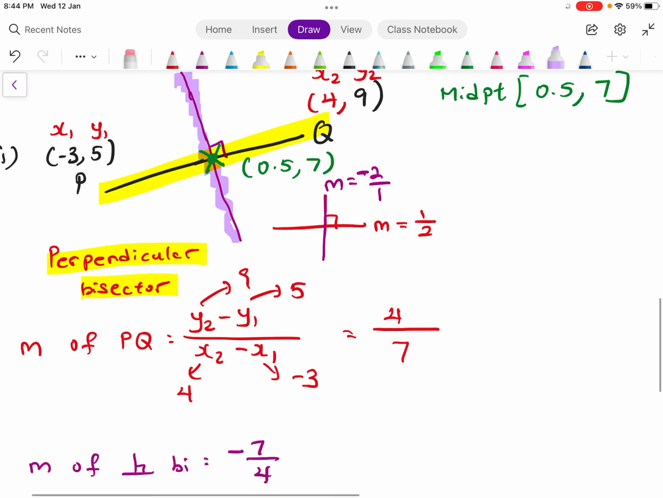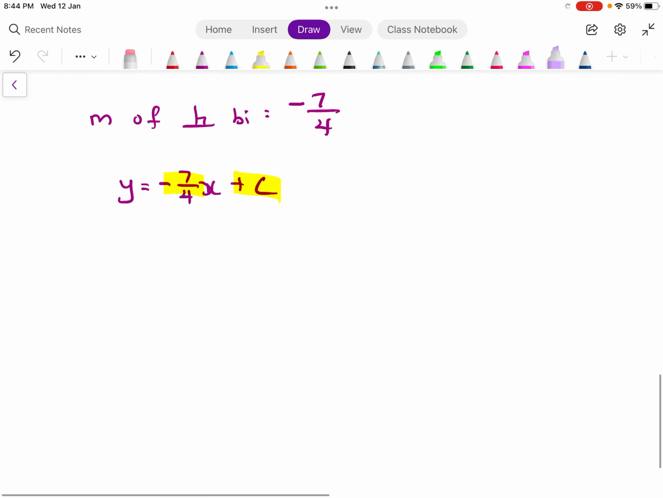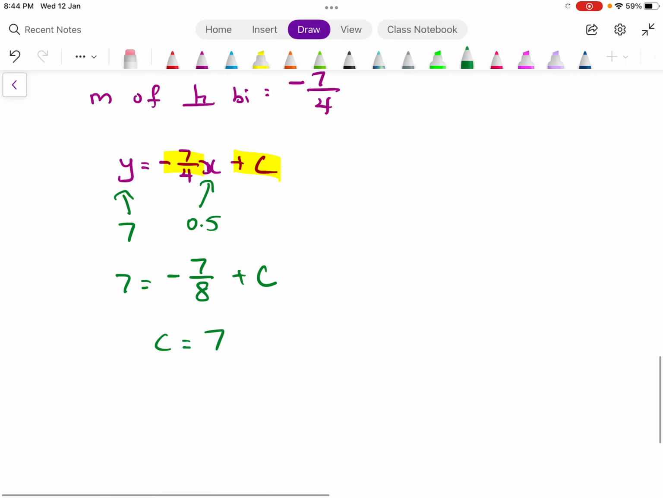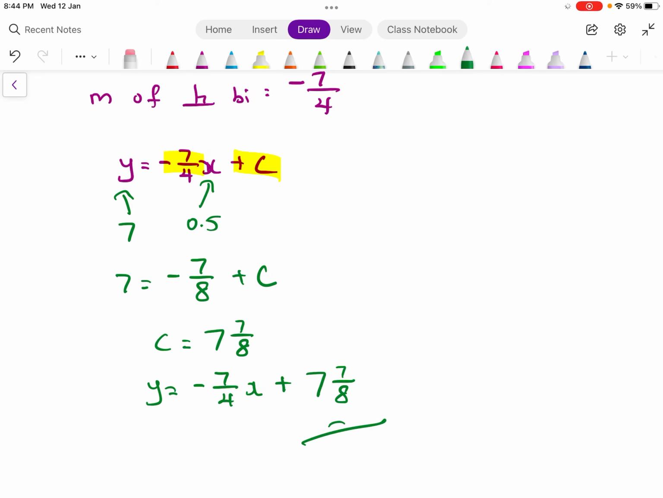So in this case, I can sub in already. Let's sub in: this is 0.5, this is 7. So 7 equals negative 7/4 times 0.5 plus c. You can use a calculator, so you get negative 7/8 plus c. So your y-intercept is 7 7/8. Now I've determined the equation of the perpendicular bisector: y equals negative 7/4 x plus 7 7/8. So this is how we do this part 2 question.